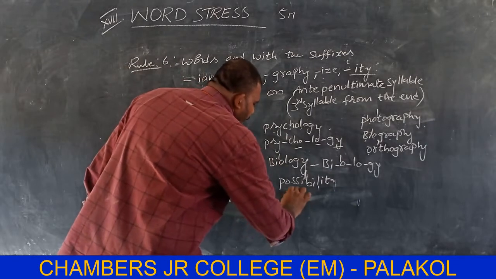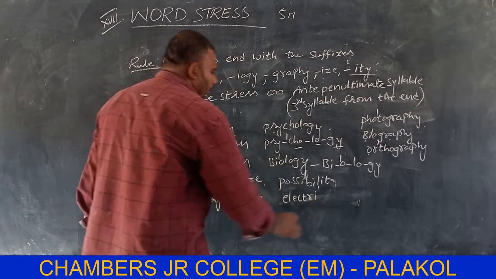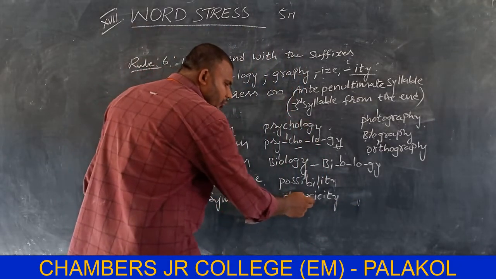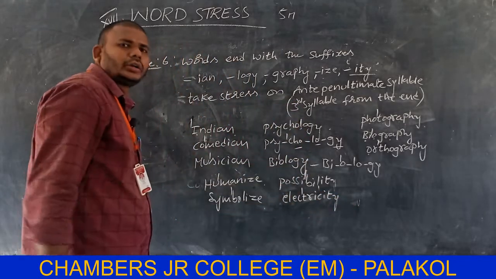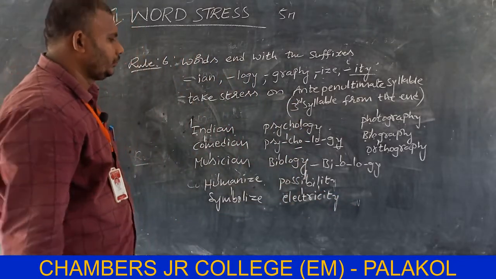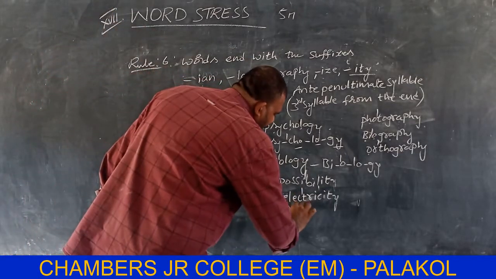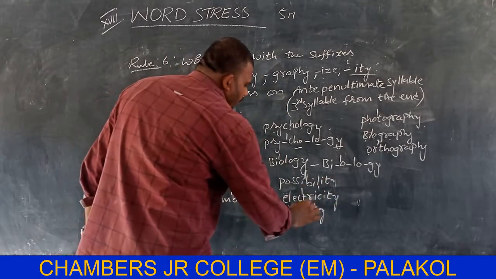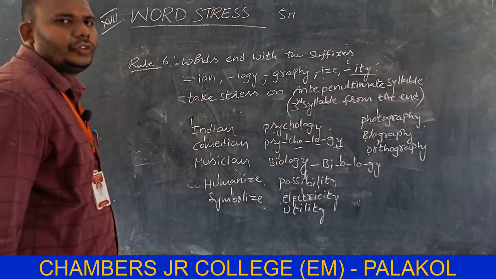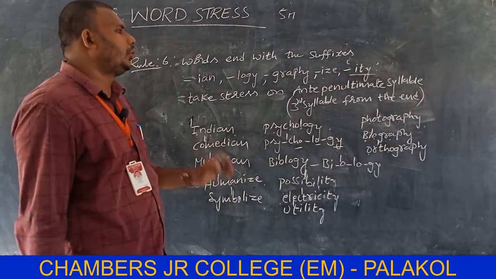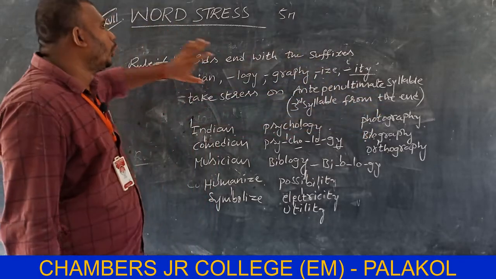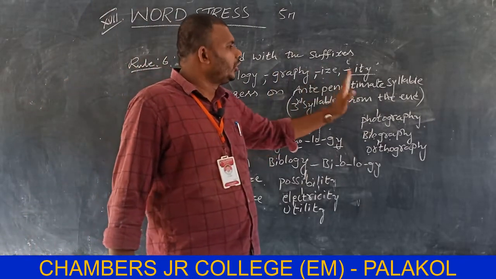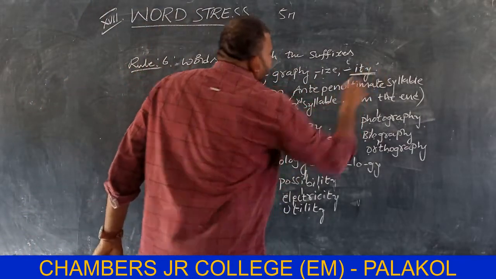Electricity. So the stress mark is on T. That is the anti-penultimate. Got it? Utility. So this is the way we should put the stress mark on the anti-penultimate syllable by following these suffixes: IAN, LOGY, GRAPHY, IZE, ITY. Remember this one carefully.